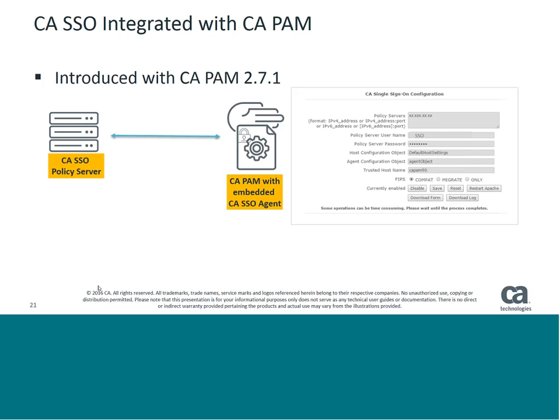The Privileged Access Manager essentially took the CASSO agent and embedded it such that it can act as an agent, and you can protect access to resources within CA PAM through CASSO. What you see on the slide is a very simple screen capture of the configuration that's executed on the PAM application, and for all intents and purposes, CASSO just looks at that application as if it's another agent implementation.